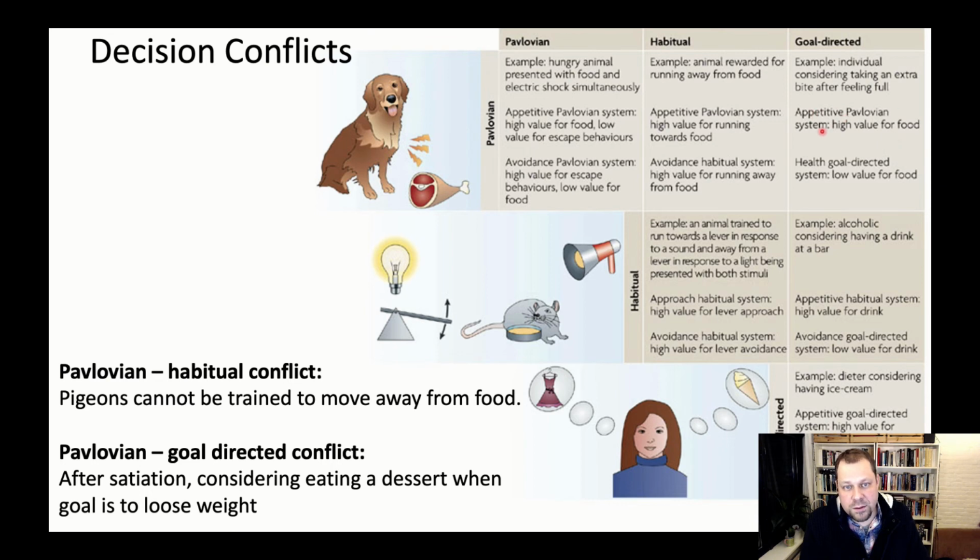The appetitive Pavlovian system assigns a high value for the food, while the goal-directed system, depending on whether this is your goal, the health goal here, would assign a low value for extra food, a low value for having a bite of dessert after you're already satiated, because of the high sugar content. Clearly, that's not good for your body. So most of the time they're in agreement, but there are some situations when these different systems are not in agreement and lead to different outcomes in their computations or in their value estimates.